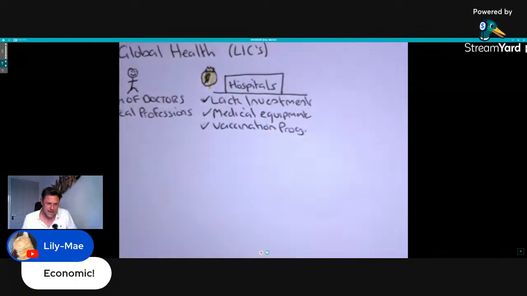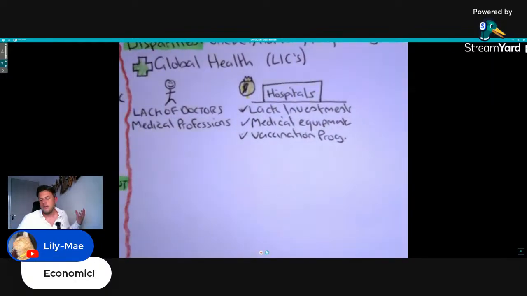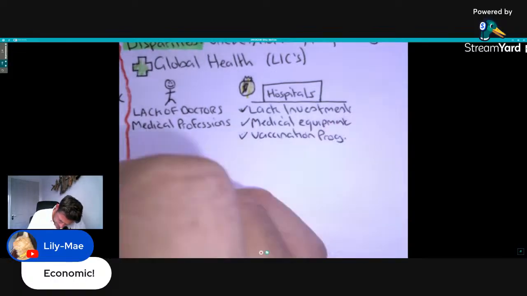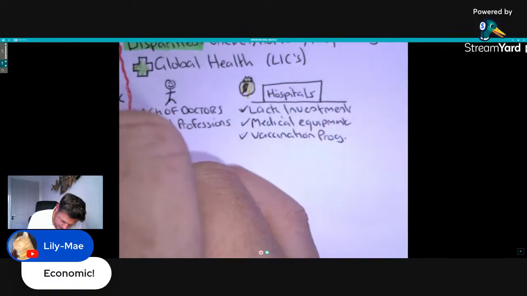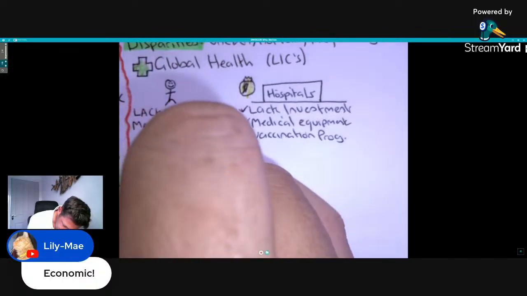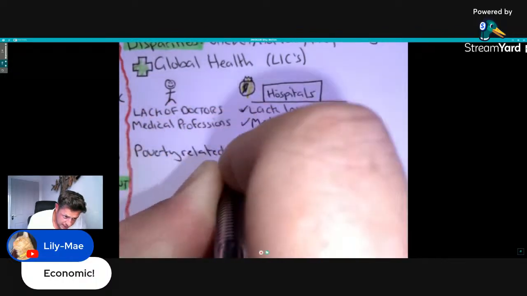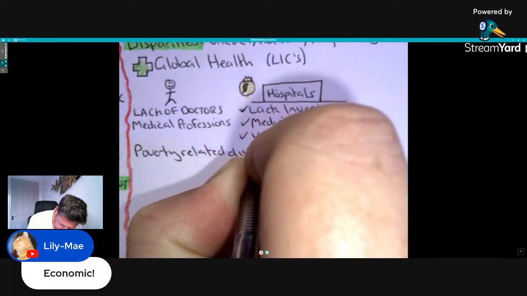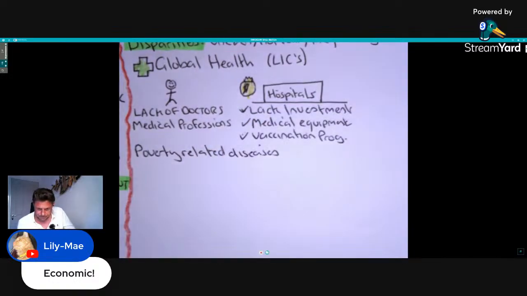Vaccination programs are lacking. So things like COVID vaccines or vaccines for malaria and things like that, they can't afford to have those particular vaccines. And unfortunately, people in poor countries die from poverty-related diseases. So things that you and I wouldn't die of, poverty-related diseases.